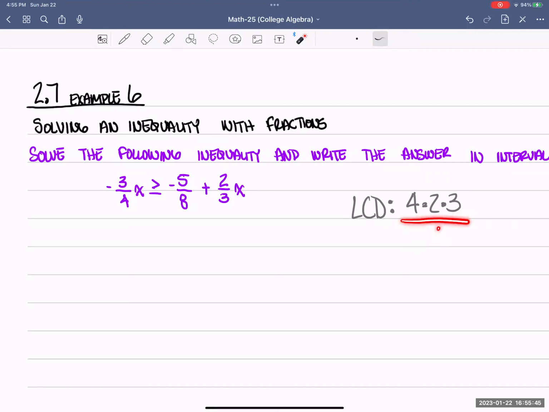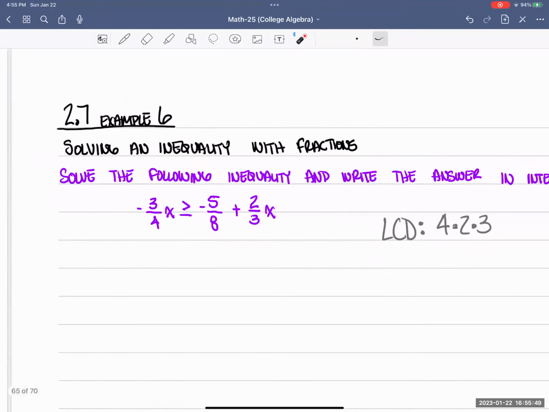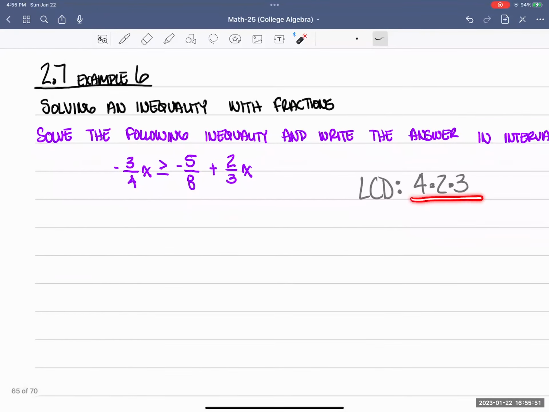So 4 divided by 4, good. Our number divided by 8, good. Our number divided by 3, good. So our LCD in this case is going to be 4 times 2 is 8, times 3 is 24. So multiplying both the left side and the right side by 24, hopefully that makes it a little bit easier for us to solve.